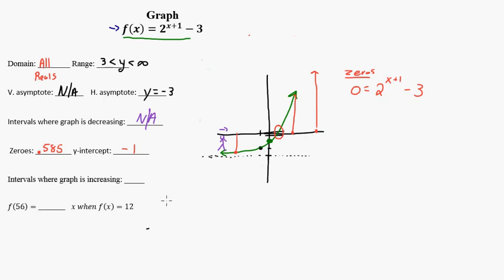Intervals where the graph is increasing. Well, we discussed this as this guy's walking from left to right. He's constantly going up. So over the whole domain of this function, the graph is increasing. So that's from -infinity is less than x is less than +infinity. Okay, and that's the questions I'm going to answer in this video. In the next video, I'll show you how to find f of 56 and the value of x when f of x equals 12.